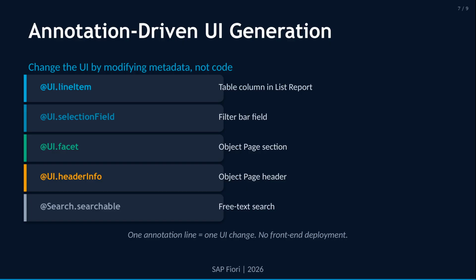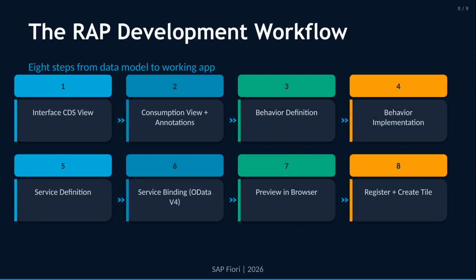For example, @Consumption.valueHelp on a status field generates a drop-down with predefined values. The power of annotations is that you change the UI by modifying metadata, not code. Moving a field from the filter bar to the table is a one-line annotation change, not a screen redesign.